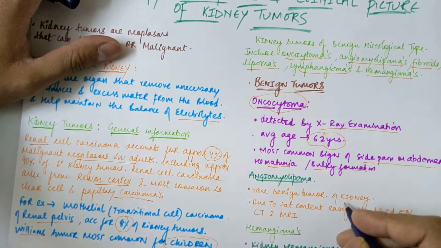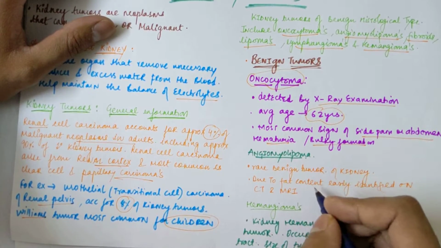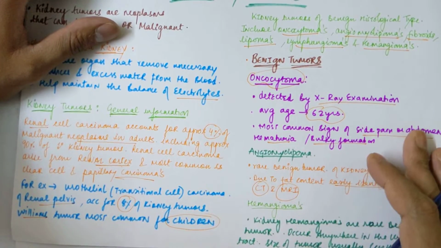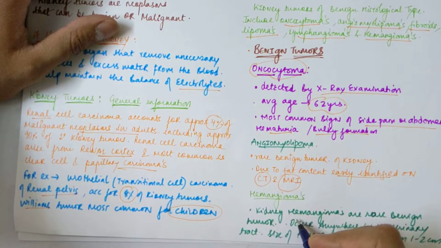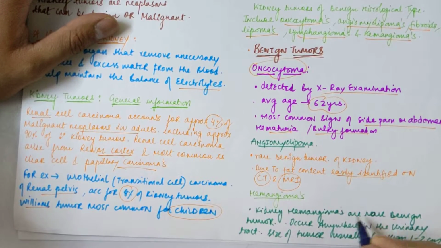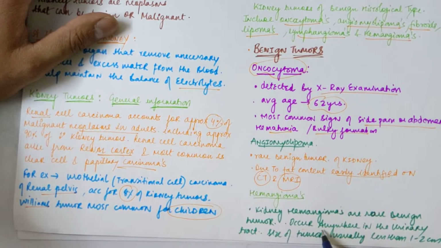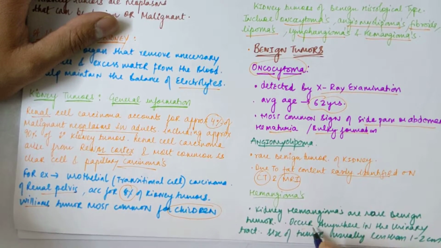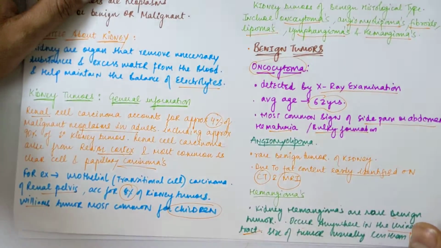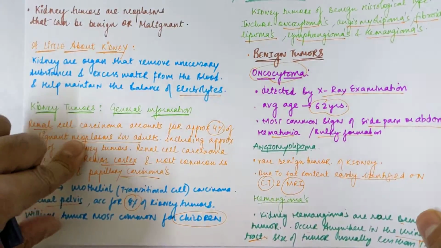And second we have angiomyolipoma. They are a rare benign tumor of the kidney. Due to fat content, they can be diagnosed early on CT scan or MRI. Okay. And hemangiomas are tumors of the blood vessels, and kidney hemangiomas are rare benign tumors that occur in the blood vessels of the kidney and can occur anywhere in the urinary tract. The size of the tumor is usually less than 1 to 2 centimeters. So it can occur anywhere in the urinary tract. Clear?